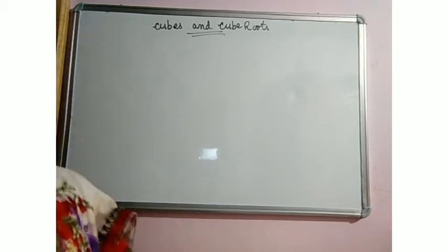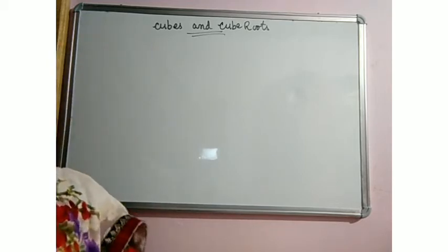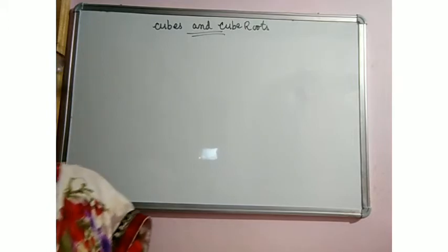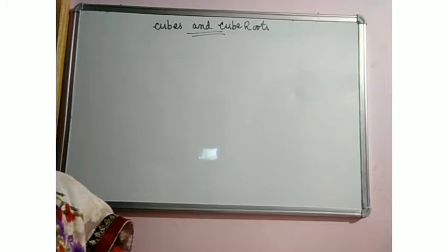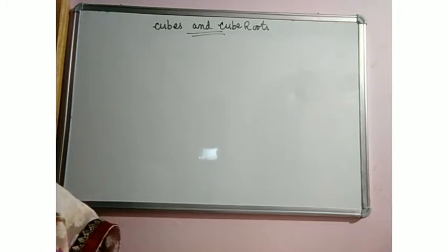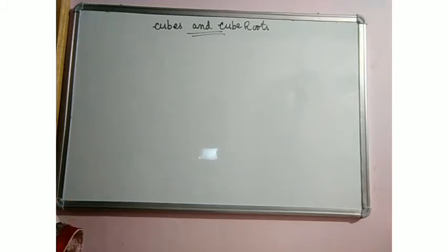Today let me solve some sums related to the chapter cubes and cube roots. Already in the last class you have learned what a cube number or perfect cube is, what its cube root is, and how to find the cube root. I explained simple sums, and I also explained the properties of cube numbers. Now let me solve some questions based on the lesson taught in the last class.